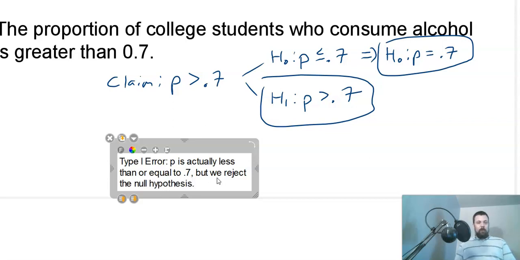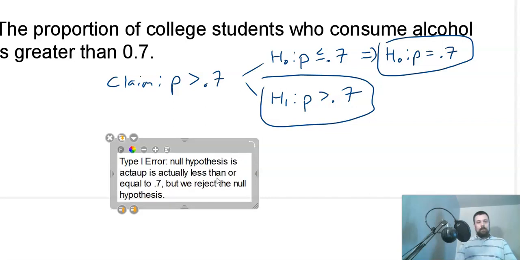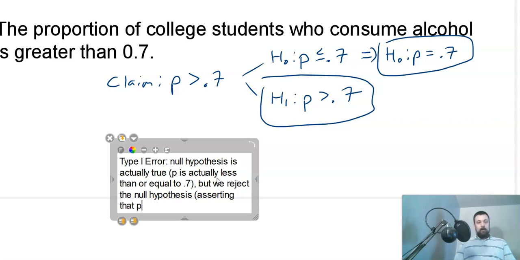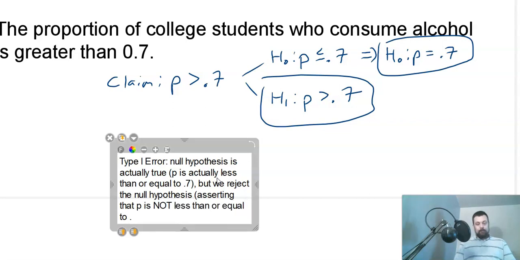So maybe I could even word it better like this. The null hypothesis is actually true, which means p is actually less than or equal to 0.7, but we reject the null hypothesis anyways, even though it's actually true, asserting that p is not less than or equal to 0.7. All right, so that's what happens with a type 1 error. That's what it wants you to describe.